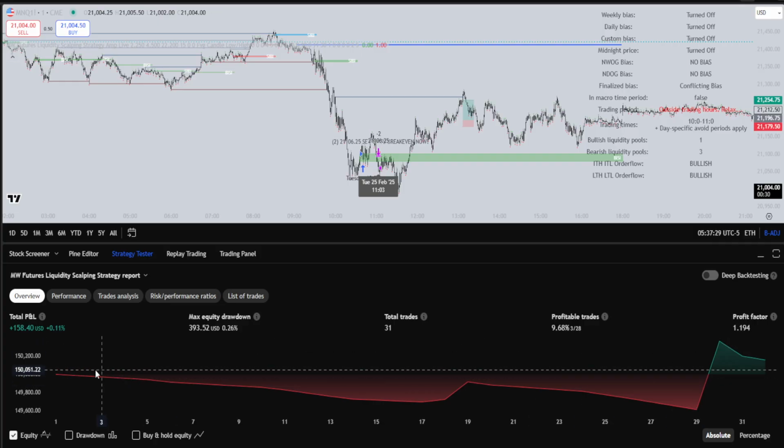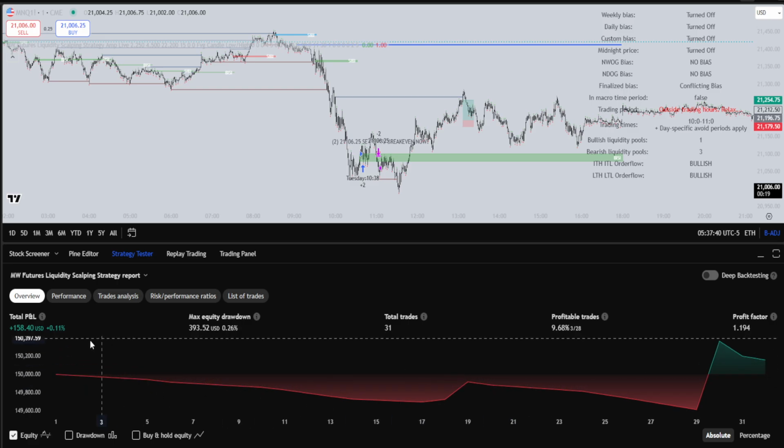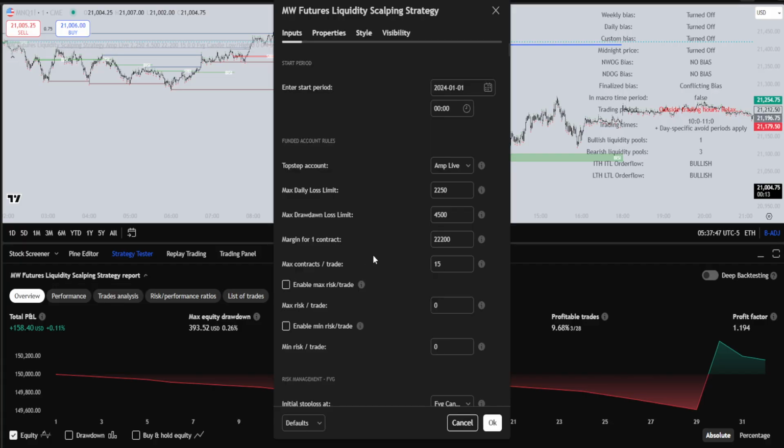So we see that currently, over the past 28 days, just with this, we have a not so good win rate, right? We only made 158 P&L, which is not good.